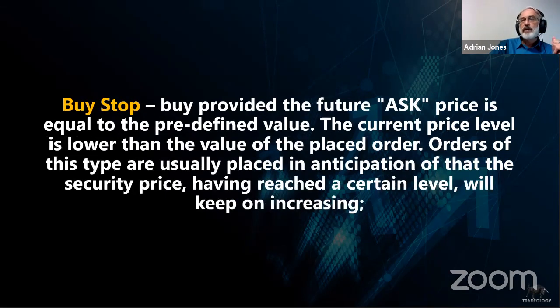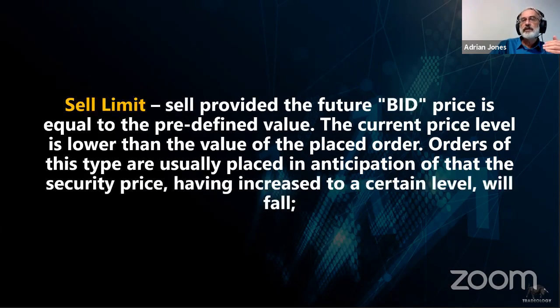A buy stop is a buy provided the future ask price is equal to the predefined value. The current price level is lower than the value of the placed order, and orders of this type are usually placed in anticipation of the security price having reached a certain level and will keep on increasing. Now we have also what's known as a sell limit. This is sell provided that the future bid price is equal to the predefined value. The current price level is lower than the value of the placed order. Orders of this type are usually placed in anticipation that the security, having increased to a certain level, will fall.